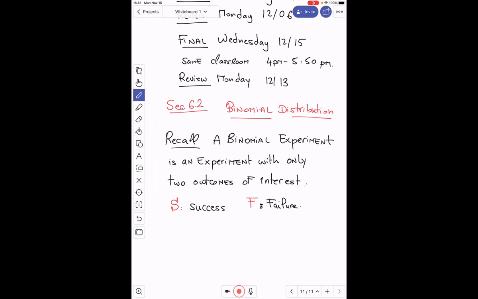Then we denote the probability of success by P, the probability of capital S, and Q is the probability of failure. What you have to keep in mind is that P plus Q is always equal to 1. Either you succeed or you fail, so the probability of success plus the probability of failure is 1, which is 100%.